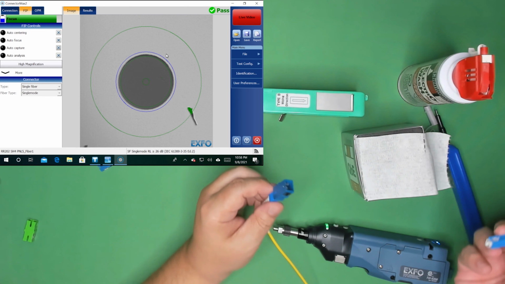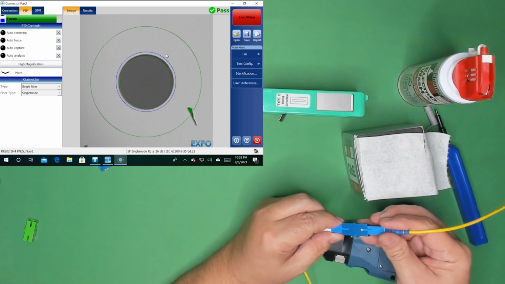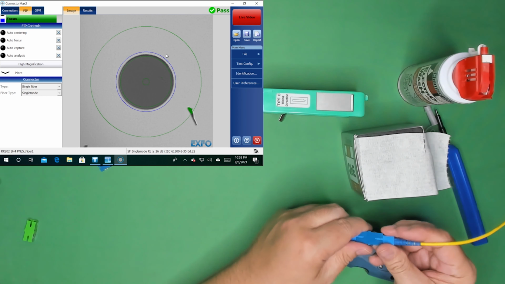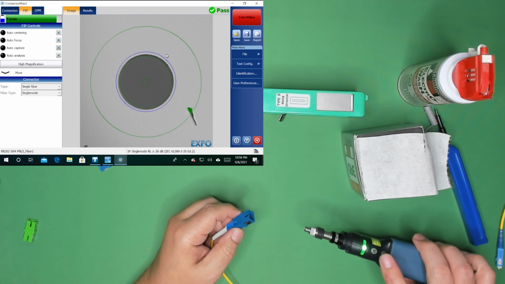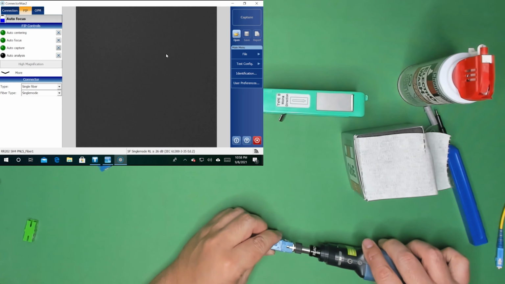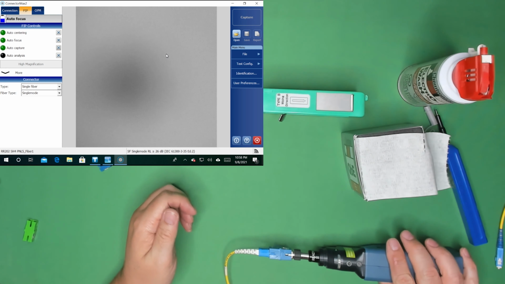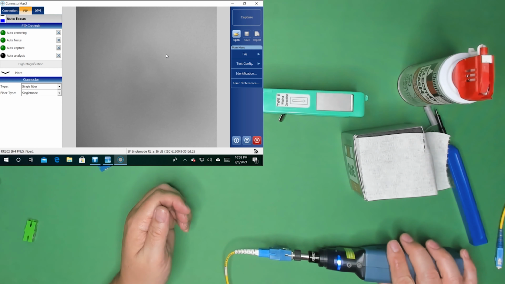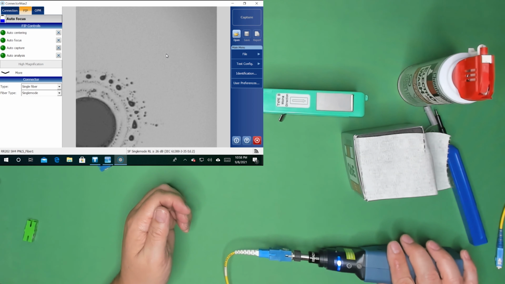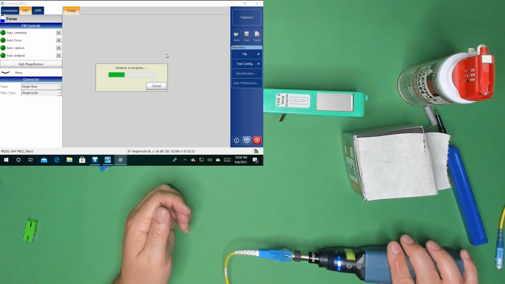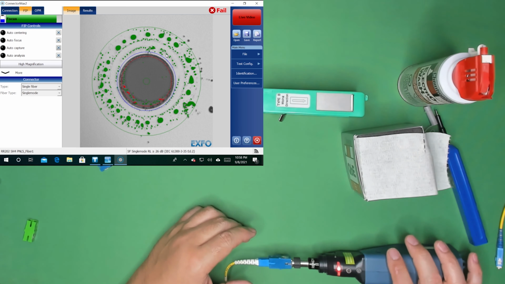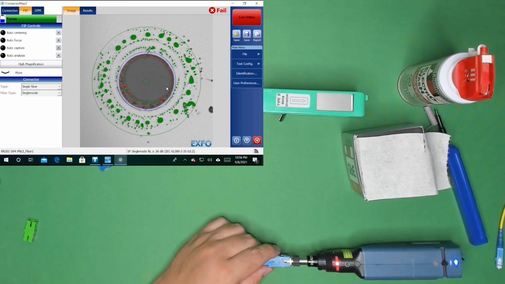But if I take this, I didn't clean the jumper. If I plug this back in, terminate it, unplug it, and then re-inspect it, what do we expect to see here? So that is trying to re-evaluate it. It'll recenter here in a second. It'll snap to the center. Just give it a second here. There we go. Now, this is cross-contamination.